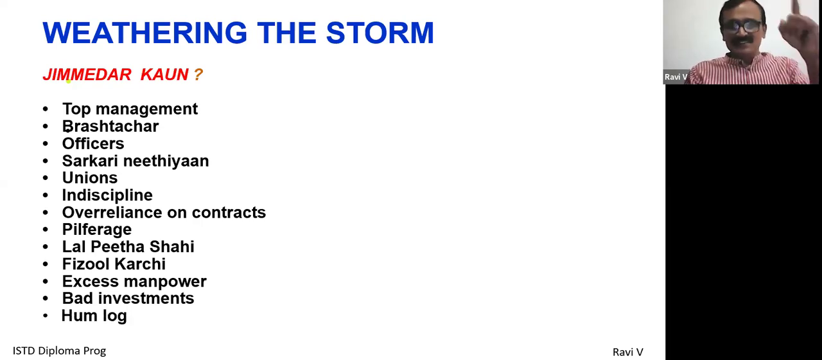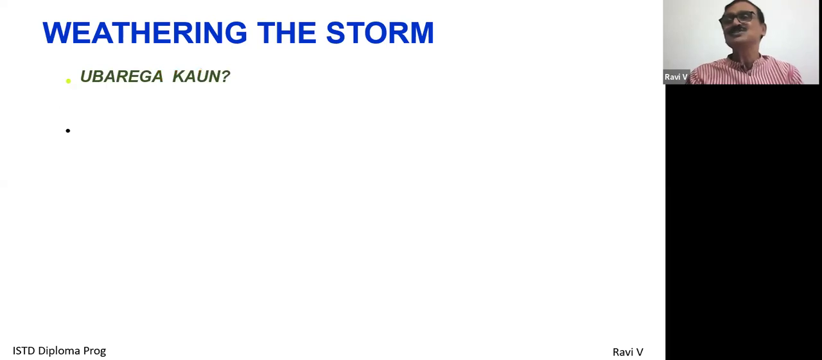Then they realized who will do it. Jimmedar kaun hai? Hum log. They realized we are responsible for this. Okay, if we are responsible for it, who will take us out from this issue?